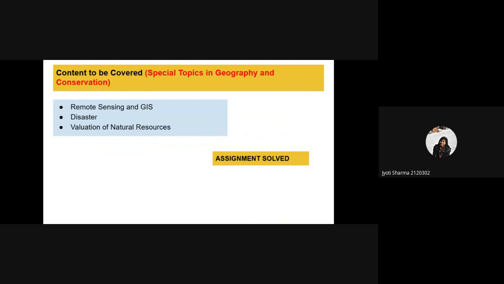We have the topic of this, which is special topics in geography and conservation. These special topics are, first, remote sensing and GIS, second, disaster, and third, evaluation of natural resources. So let's start with remote sensing and GIS, then we will go to the disaster and so on. My slide is visible to you, Danish, right? Yes, ma'am. Okay.